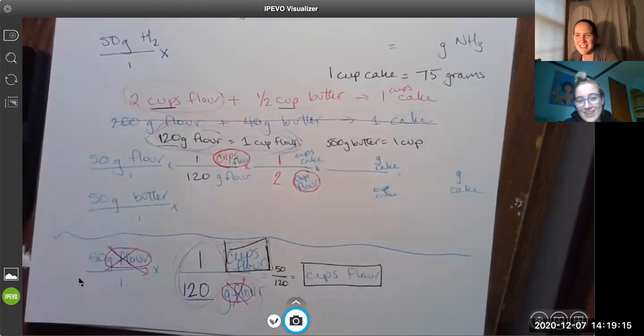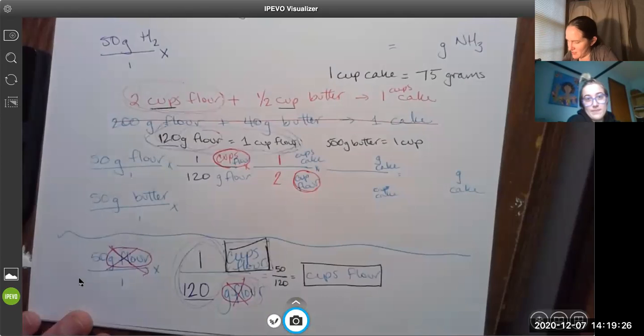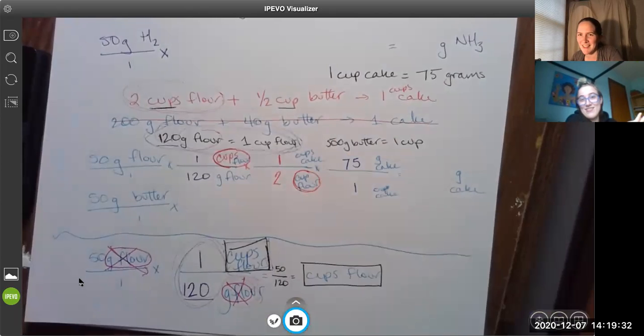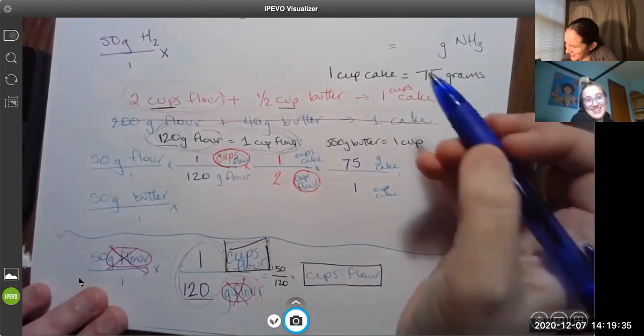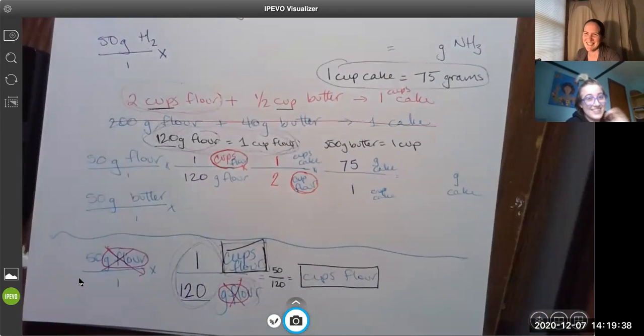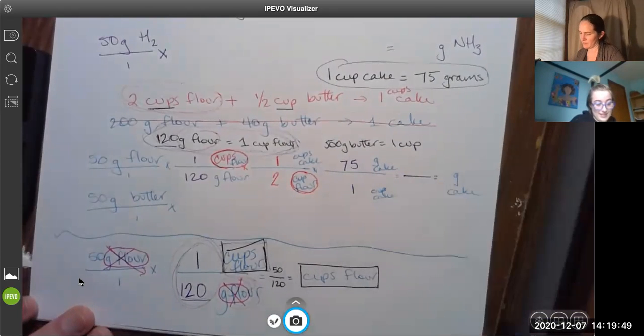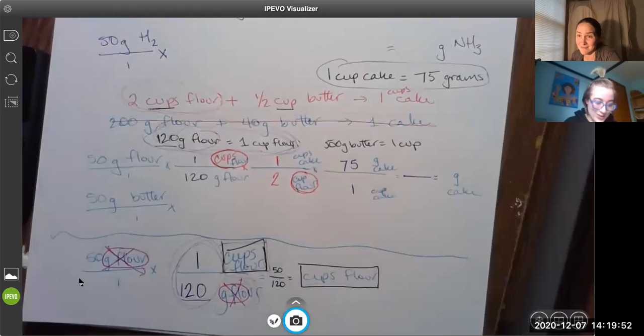That's so funny. Okay, so then the next one would be 75 grams of cake to 1 cup of cake. Perfect. And how did you know that? Because there's 75 grams in 1 cup in this recipe. Great. This is kind of cute. And then we just multiply it together, right? Yep. I'm gonna grab my calculator quick, because my brain is not functioning at 100%. No, you're doing great.